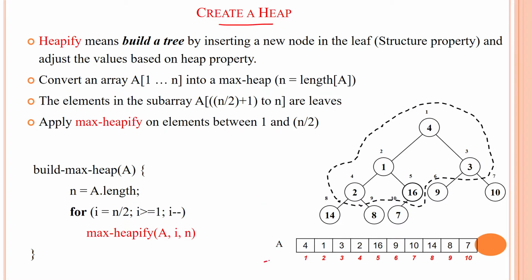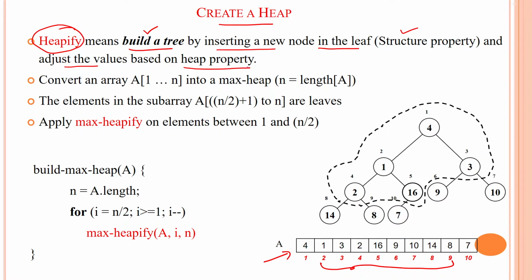Now, how to create the heap. The given array has 10 elements, and this is an unordered array, where the data is arranged in no order. Now we have to build a tree. Building the tree is called the heapify method in the heap. So inserting a node at a leaf, that means using the structure property, we have to insert the nodes from left to right to construct the tree. Then adjust the values based upon the heap property.